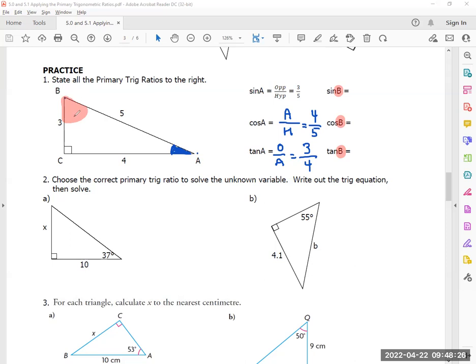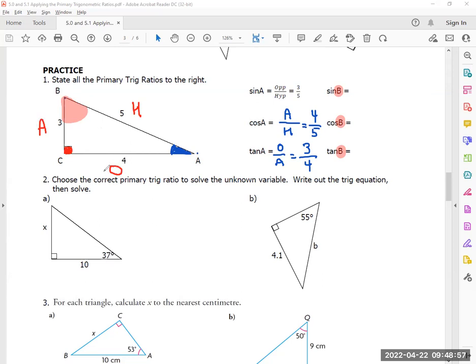A brave soul. Other than Cameron, he's already given me something. Leanne? The 3 will be adjacent, correct? Not so. Look at the 90 degrees. Where's the 90? It's right here, right? That means the 5 is the hypotenuse. Good try though, okay? Make mistakes, take risks, that's good.